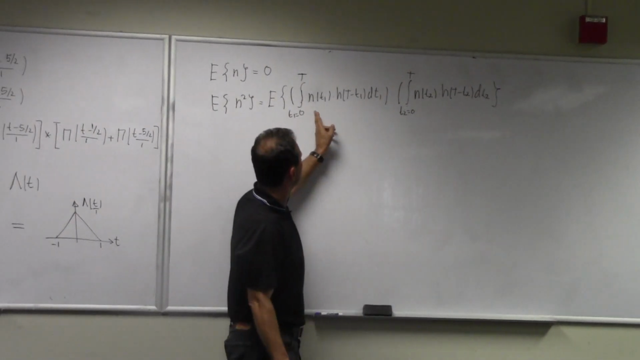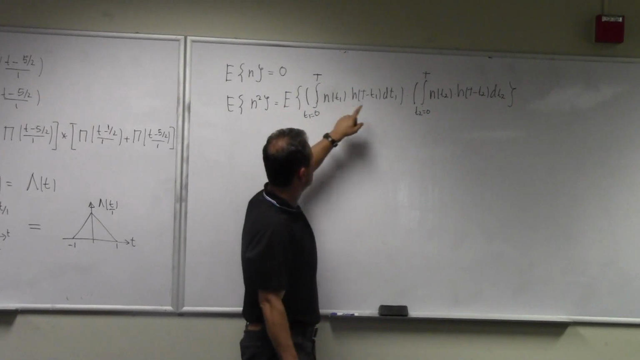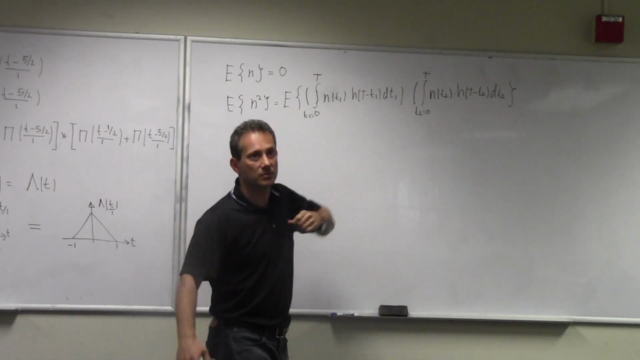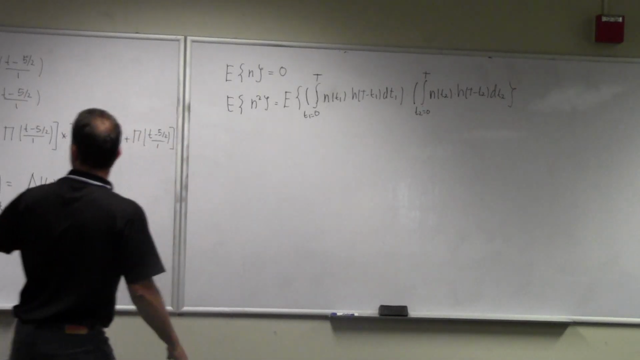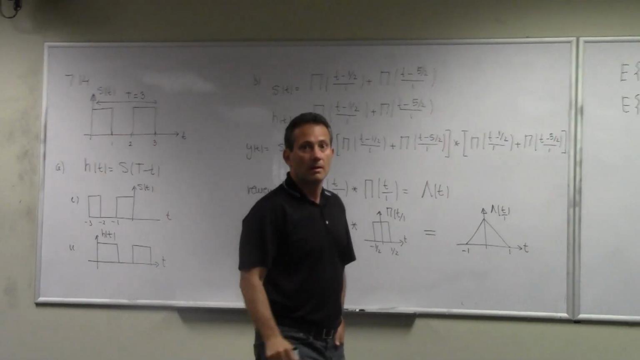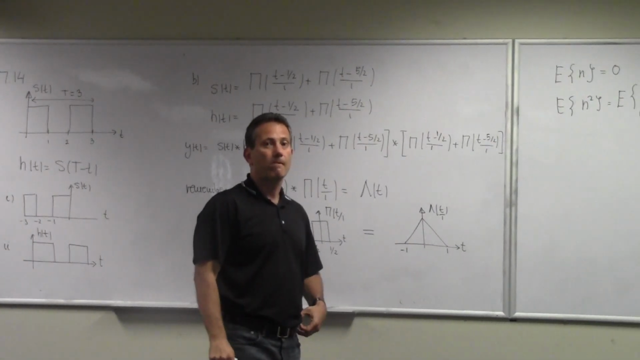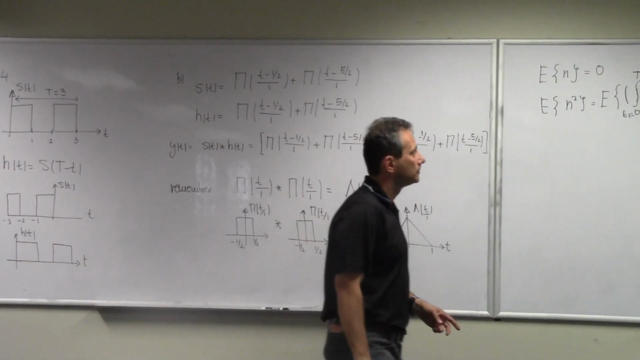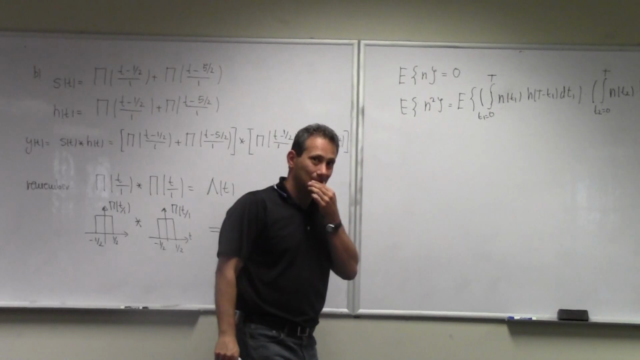So that's what we need to determine, because I'm looking at the expected value of the square of n when t is equal to capital T. So I'm doing integration from 0 to capital T. T is 3, right? T is equal to 3. So now, if the expected value of n is equal to 0, in that case the expected value of n squared is equal to the variance.